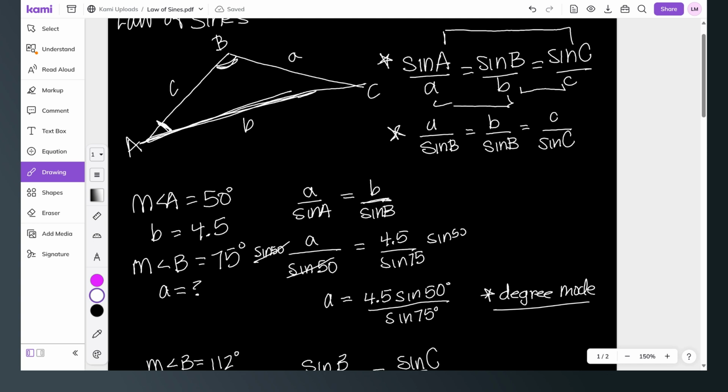Law of cosines, when we're given different parts of the triangle, we'll use law of cosines. All right, see you guys soon.